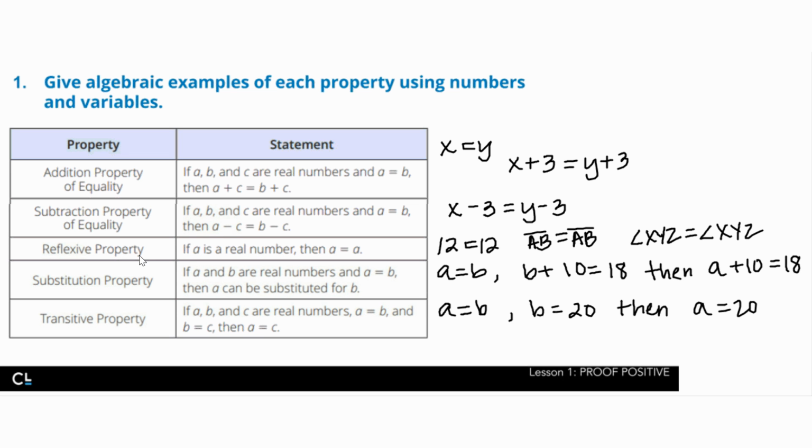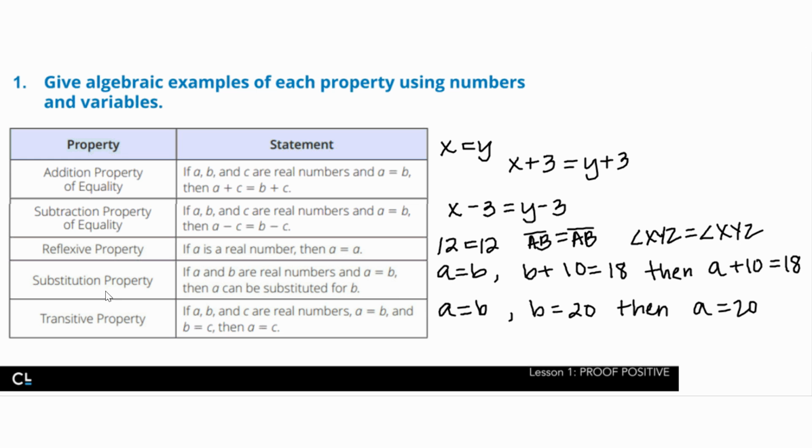The reflexive property says if A is a real number, then A equals A, which is just stating that if I have the number 12, it will always equal the number 12. If I have line segment AB, it is equal to itself, AB. If I have the angle XYZ, it will always be equal to itself, angle XYZ.